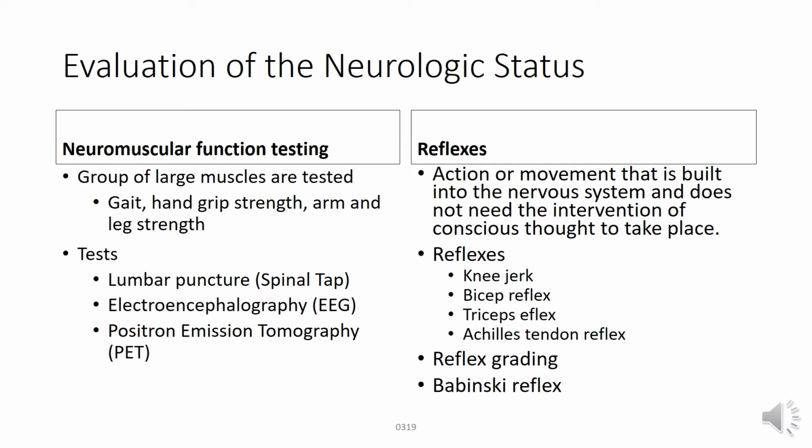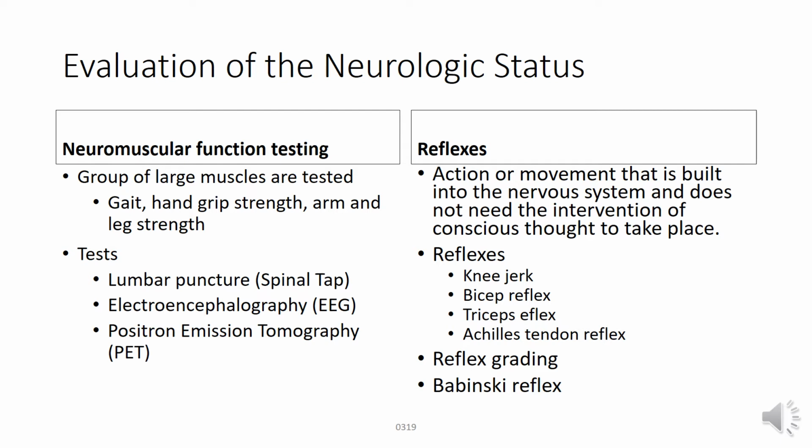You may assess your patient's reflexes through action or movement that is built into the nervous system, and it does not need the intervention of conscious thought to take place. So reflexes that we can test are the knee jerk, the bicep reflex, triceps, and Achilles tendon reflex.